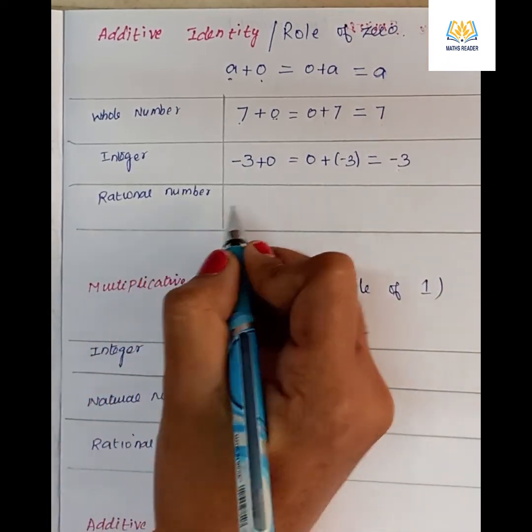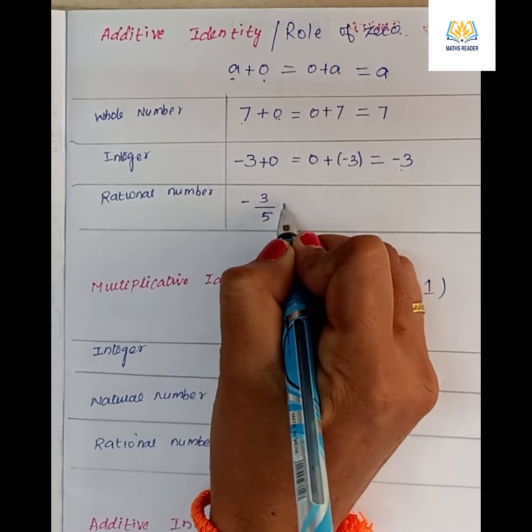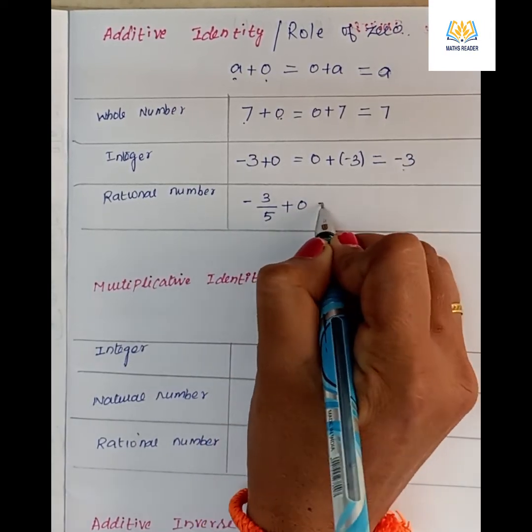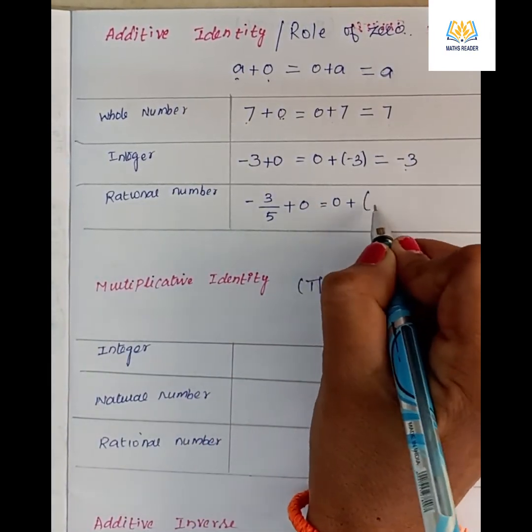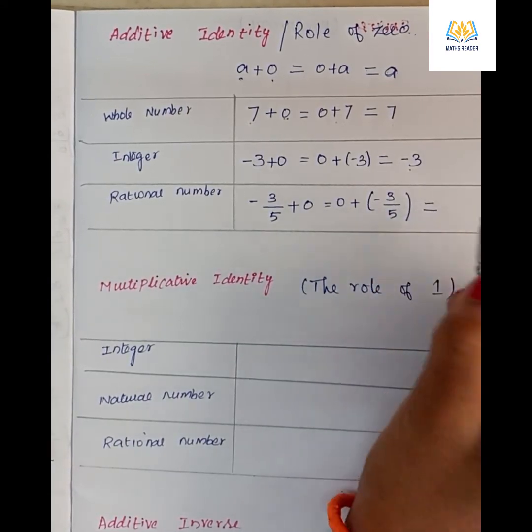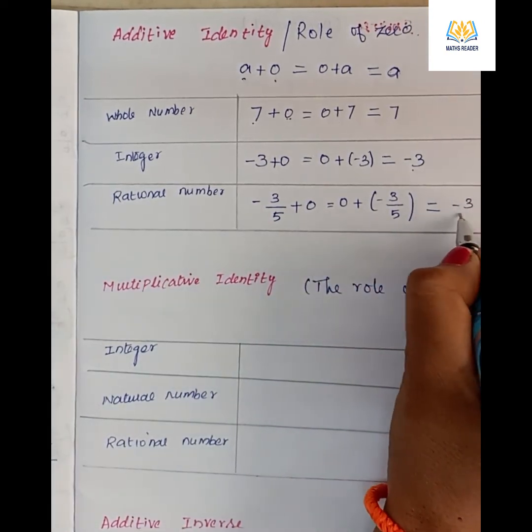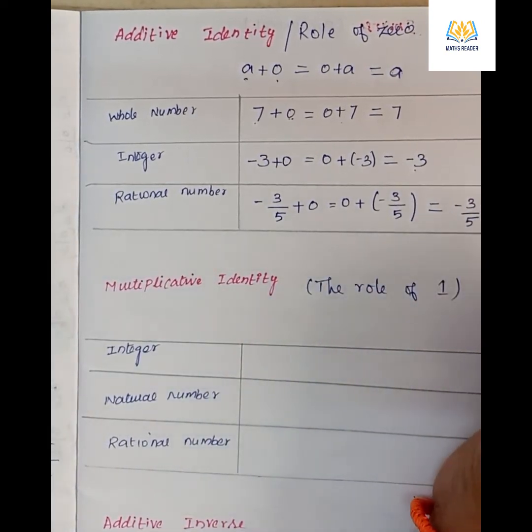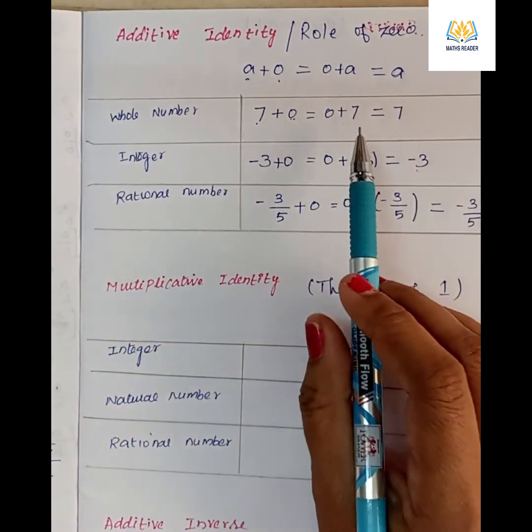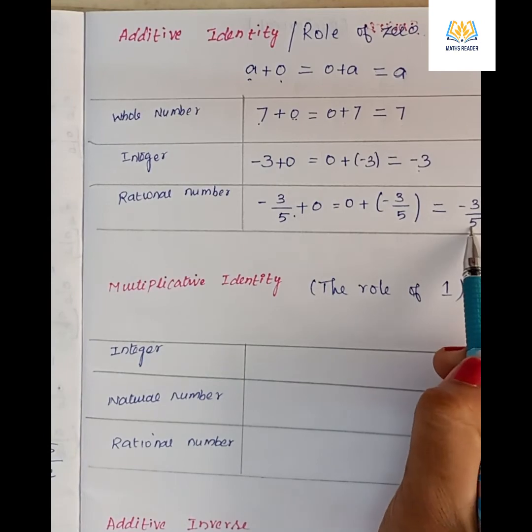Next, rational number. Let us take minus 3 by 5 plus 0 equals 0 plus the rational number minus 3 by 5. What will be the answer? Minus 3 by 5 plus 0 is equal to minus 3 by 5 only. So when we add 0 with any number, we will get the same number as an answer.